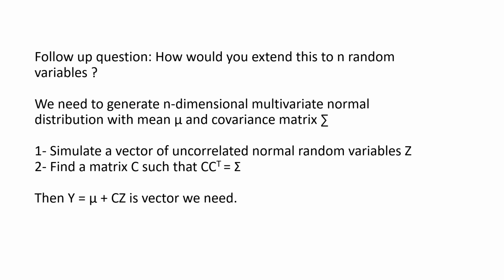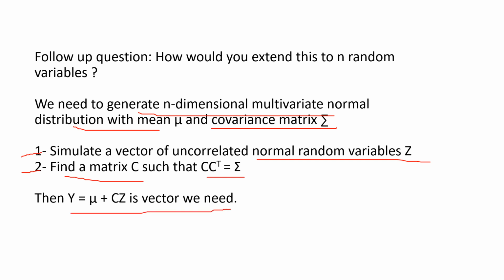For the second part of the question, we need to generate an n-dimensional multivariate normal distribution with the mean mu and covariance matrix Sigma, which is given to us. The first step is to simulate a vector of uncorrelated normal random variables Z in n dimensions, and then find a matrix C such that C times C transpose is Sigma. Once we have C, the required vector which we are looking for is Y equal to mu, which is the mean, plus C times the vector Z.